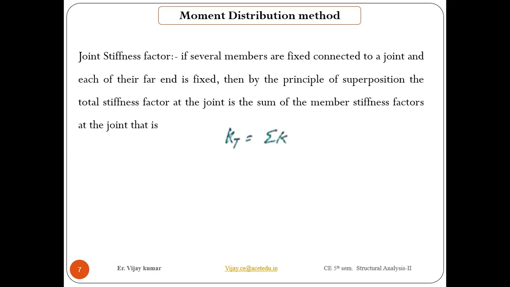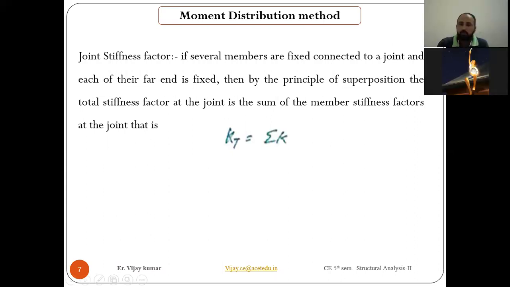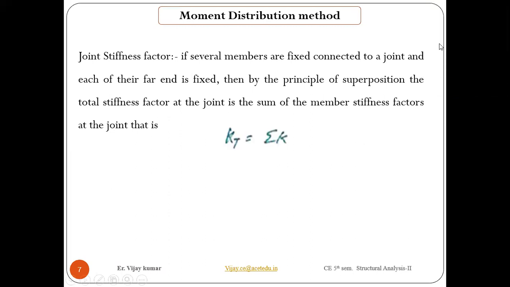If several members are connected to a joint and each of their far ends is fixed, then by the principle of superposition, and I already told you the principle of superposition is a very basic principle for structural analysis, you need to be aware of it, the total stiffness factor at the joint is the sum of the member stiffness factors. It means we need to calculate each member's stiffness factor, and then the summation of them will give you the total stiffness of that point. Fine. So we can do that in this particular case.